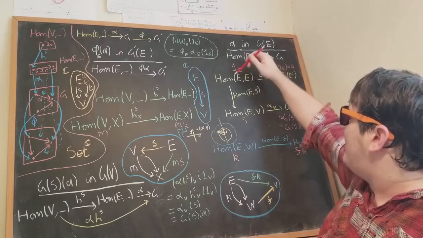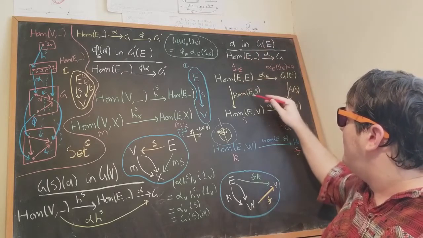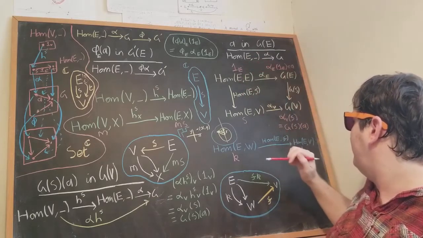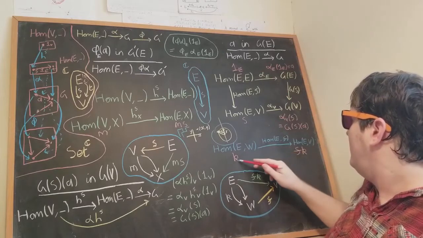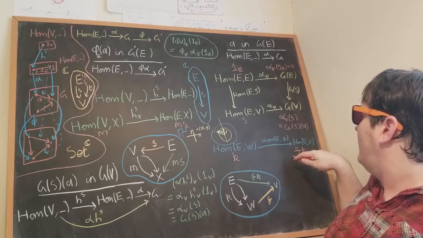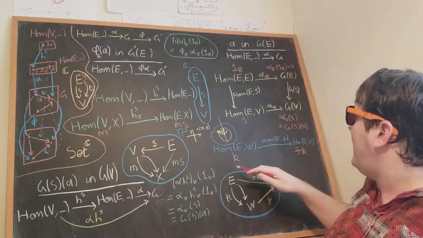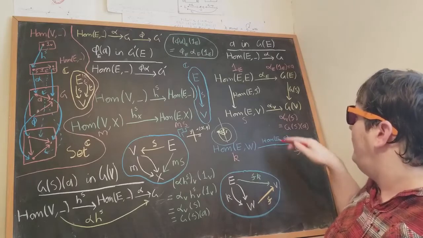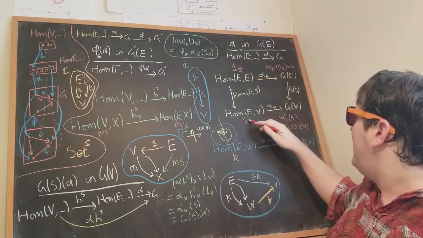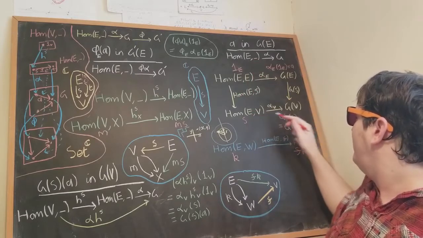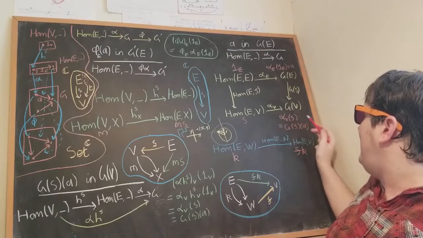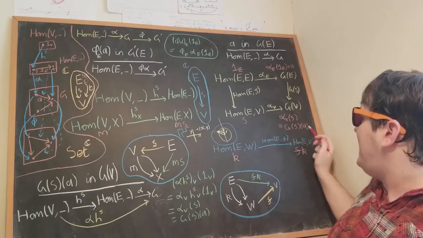Now, what about going the other way around? If we do hom(e, s) on 1 of e, using this kind of thing, where f equals s and k equals identity of e, we see that what we're going to get applying this function here is just s. Okay, and then when we do alpha v on this, we get alpha v of s. And so we know that alpha v of s equals g of s of a.